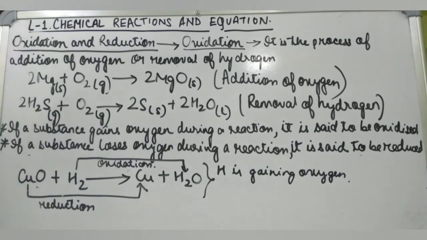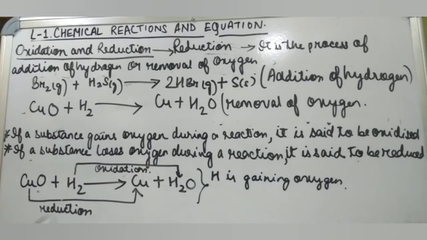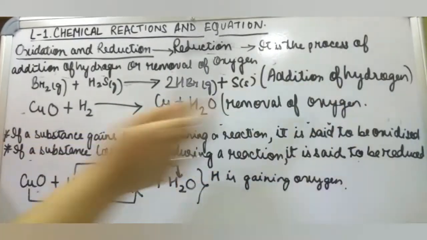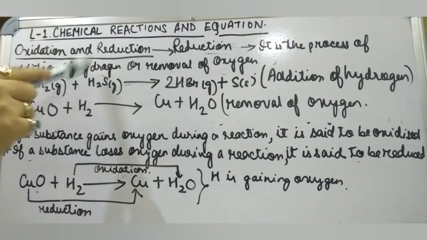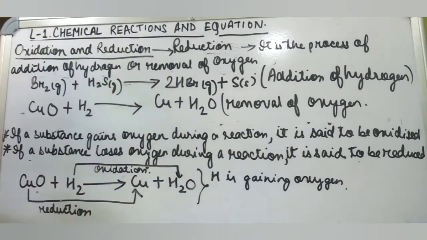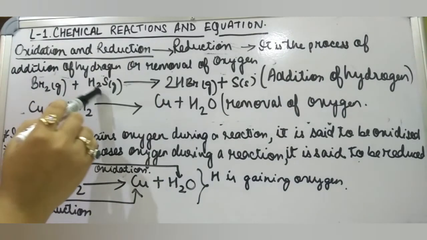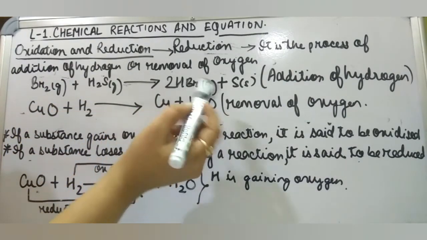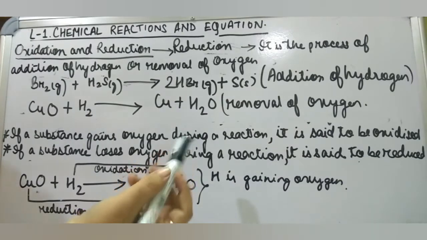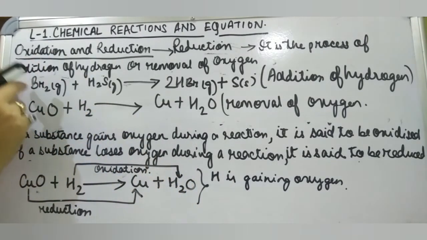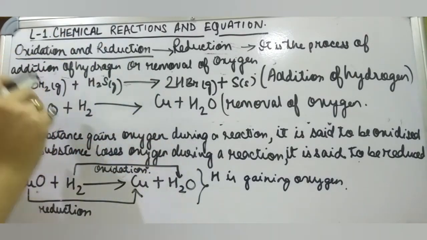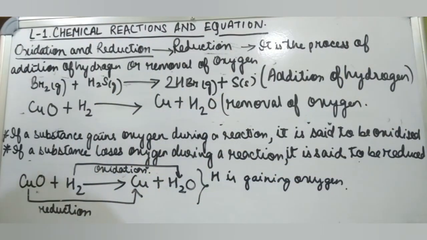So now the next example is on reduction. So what is reduction? It is the process of addition of hydrogen or removal of oxygen. Earlier the example that I have shown was of removal of oxygen. Next, Br2 plus H2S gives us 2HBr plus S. Here bromine is taking hydrogen from hydrogen sulfide. Okay, means addition of hydrogen is taking place.